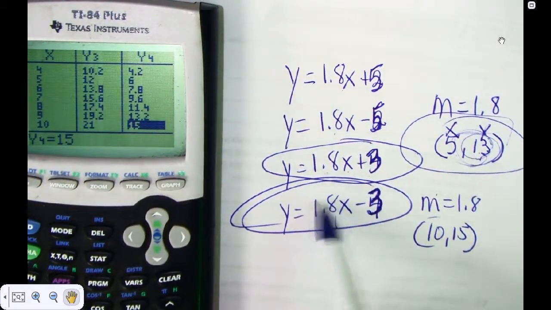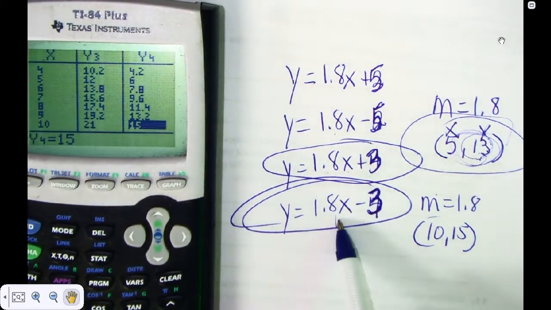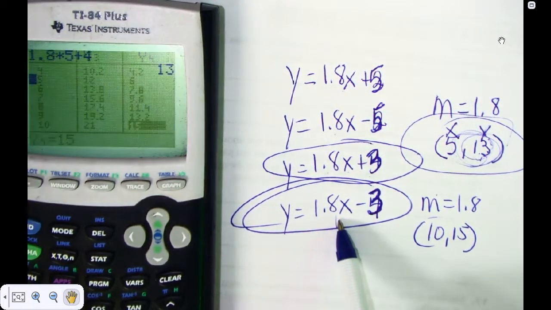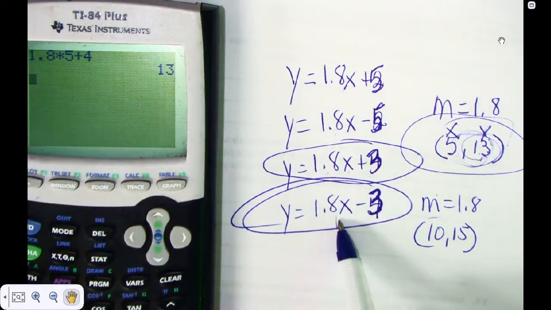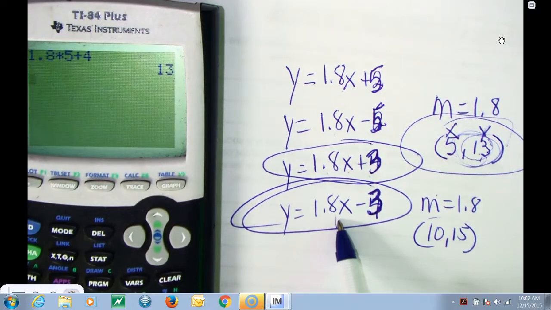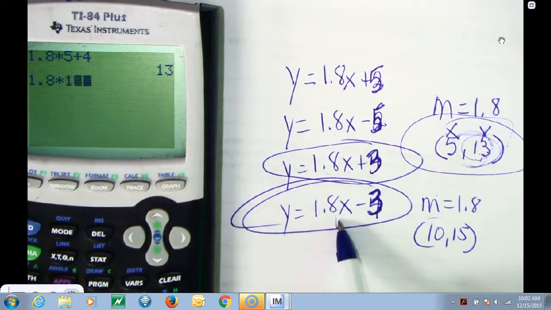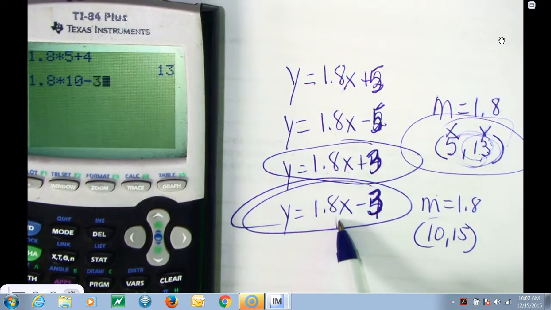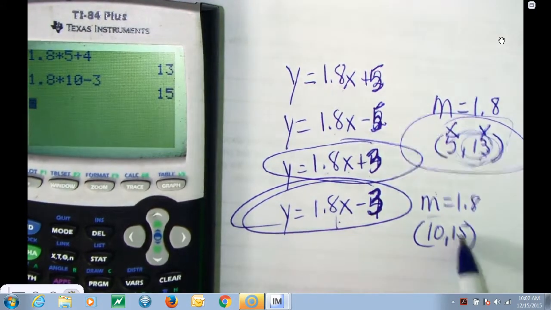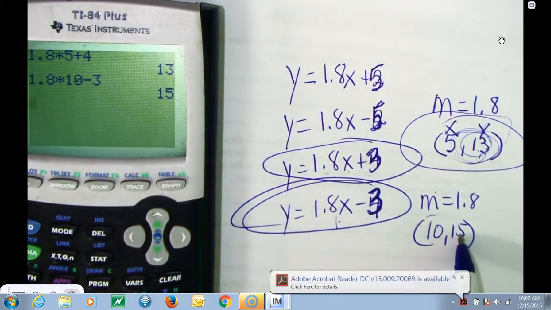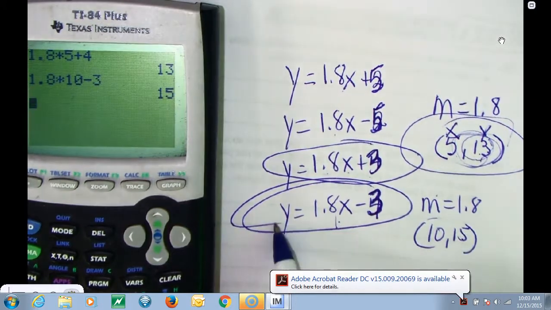Okay, so this is the equation that's going to work. So let's go. Go to second quit. I'm going to go 1.8 times 10 minus 3. Enter. Did you get 15? Yes. Y is 15.